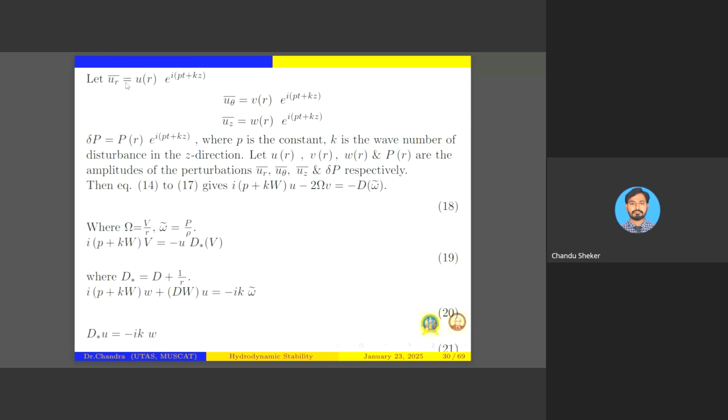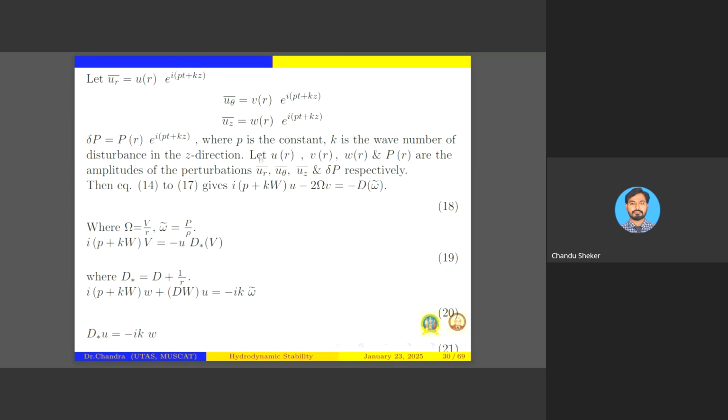So we take u_r bar equal to u_r times e^(i(pt+kz)), u_theta bar equal to v_r, the same thing, and u_z in terms of the exponential term. P is also the same: p bar equal to p(r) e^(i(pt+kz)), where p is a constant and k is the wave number, and the disturbance is in the z direction only. Here u_r, v_r, w and p(r) are the amplitudes of the perturbations of u_r, u_theta, u_z bar and the delta p respectively.